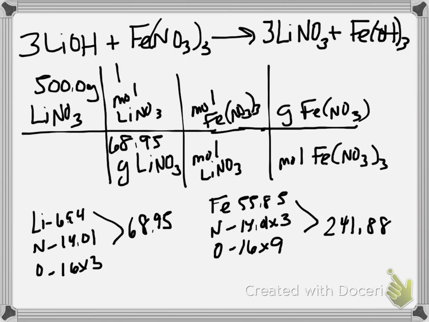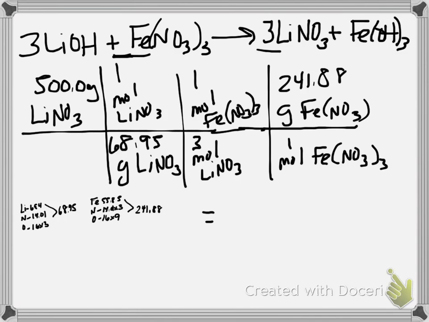Okay, in the next box we want a mole ratio. So for every 3 moles of lithium nitrate we produce, we need 1 mole of iron 3 nitrate. And we're, again, getting those numbers straight from our mole ratios. And then our last box is, again, just a molar mass. So 1 mole of iron 3 nitrate is equal to 241.88 grams of iron 3 nitrate.